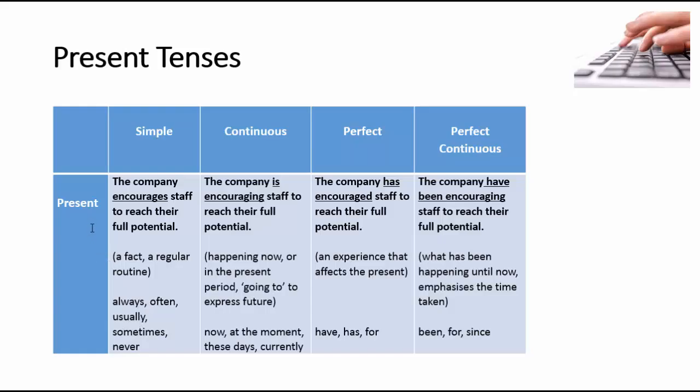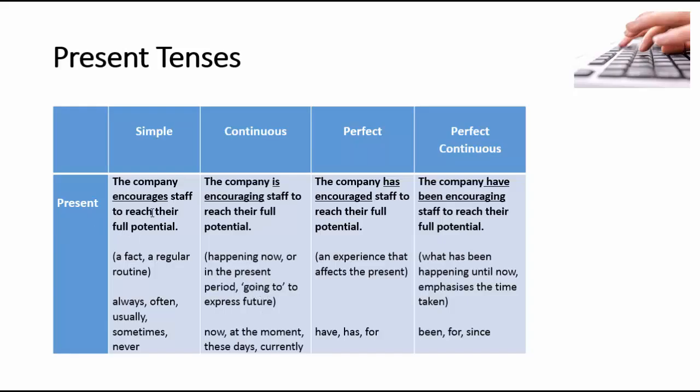Present continuous: the company is encouraging staff to reach their full potential. We use the present continuous to talk about what's happening right now, at the present. So I get the feeling that this encouraging is happening now, or during this present period of maybe a few weeks. We also use, in the present continuous, the construction going to. So I am going to meet somebody, but that actually expresses the future. Even though the grammatical form is the present continuous, the meaning is the future. So that's kind of an exception.